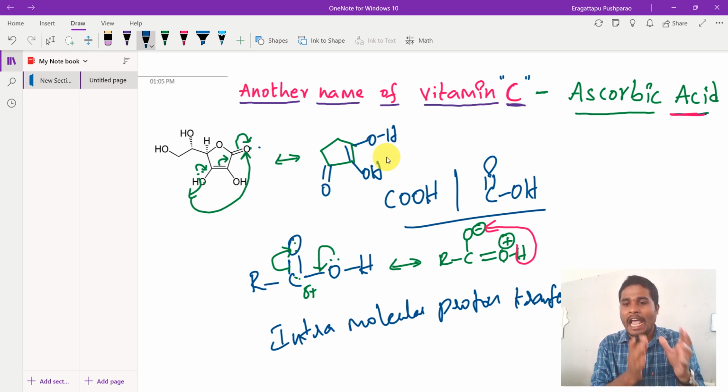So the thing which is happening in the carboxylic acid functional group, the same thing is happening here also. I mean, that is intramolecular proton transfer. So it is also behaving like an acid. That's why we are calling vitamin C an acid, though there is no acid functional group.